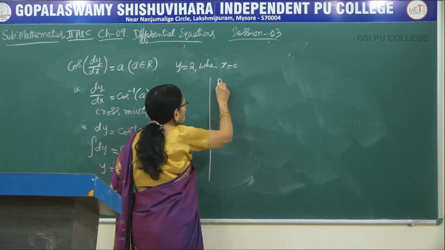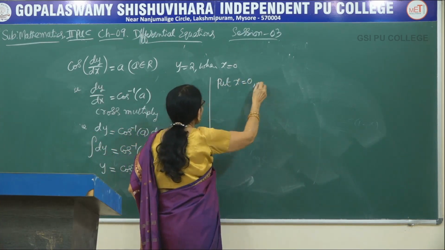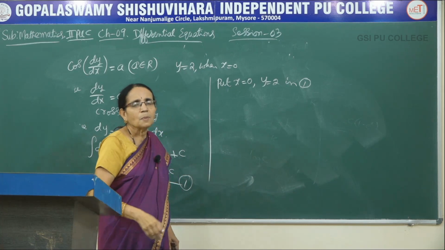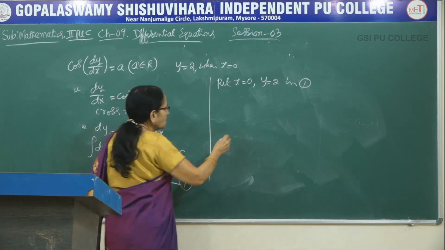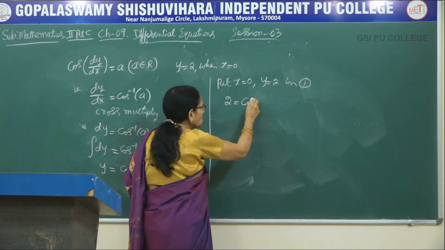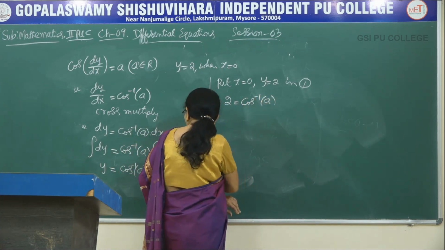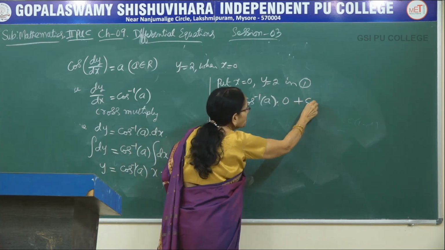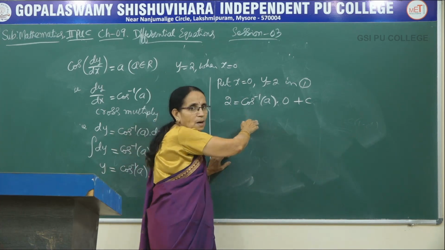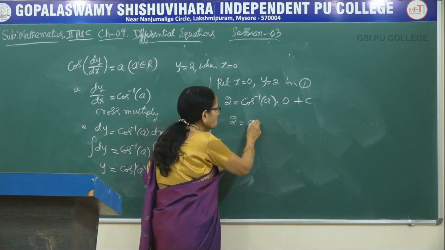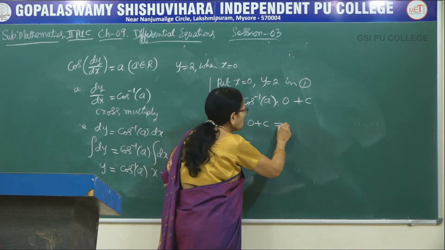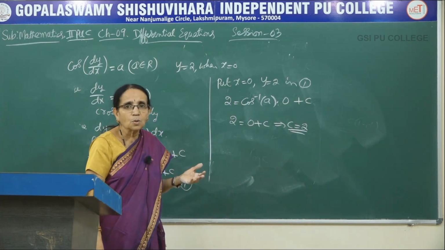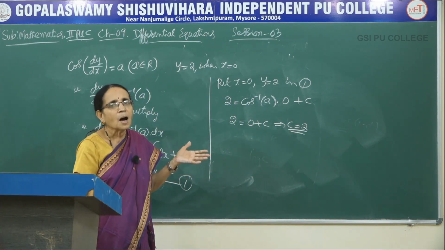Now in this one, put the values. Put x is equal to 0, y is equal to 2 in 1. By giving a number, we have a reference here. The left hand side, y, is 2, that is equal to cos inverse of A, you write as it is. For x, what is the value? x is 0, plus C here. This being a constant, 0 into anything is 0, plus C. What does it imply? C is equal to 2. So these values of x and y are given only to find the value of C, which is an arbitrary constant.